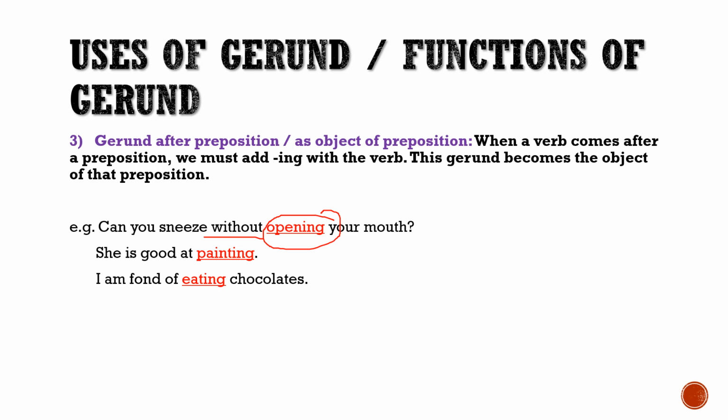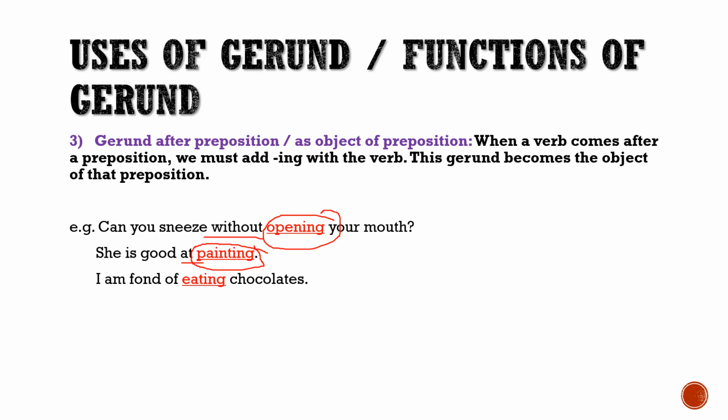The second example is, she is good at painting. Again, see, the verb paint has come after the preposition at, and that is why we have added ing with the verb paint, এবং এই কারণে এই at প্রিপোজিশনটির অবজেক্ট হয়ে গেছে পেইন্টিং। যেহেতু প্রিপোজিশন at এর পরে ভার্ব পেইন্ট এসেছে এজন্য আমরা এর সাথে ing যোগ করেছি। So this gerund is the object of the preposition at.